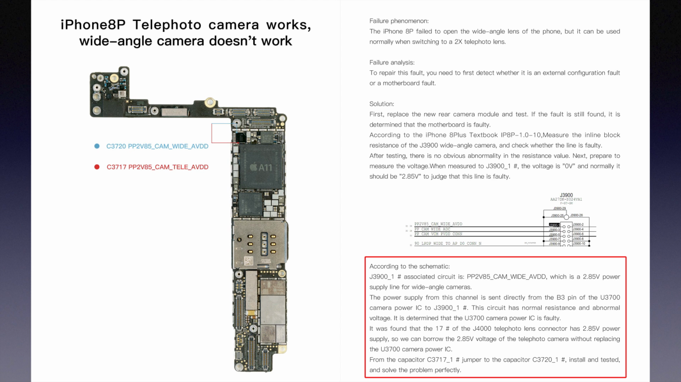It was found that pin 17 of the J4000 telephoto lens connector has a 2.85 volt power supply. So we can borrow the 2.85 volt power of the telephoto camera without replacing the U3700 camera power IC. From the capacitor pin 1 of C3717, jumper to the capacitor pin 1 of C3720, install and test it, and solve the problem perfectly.